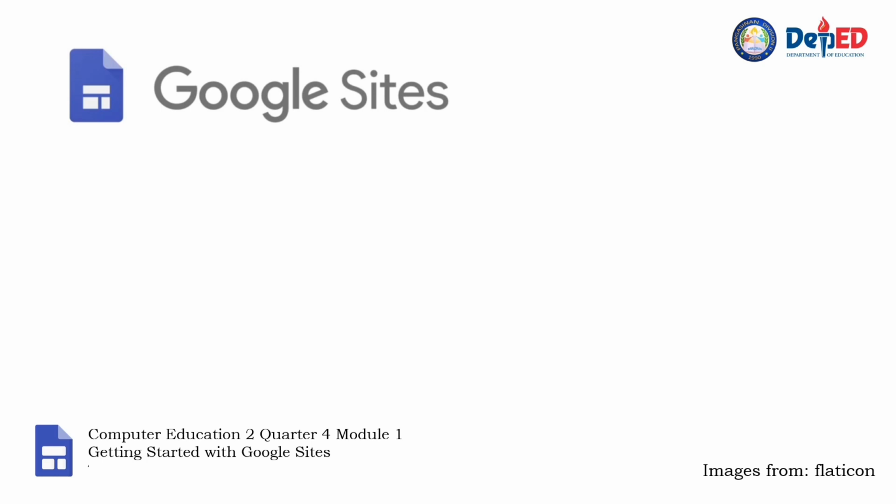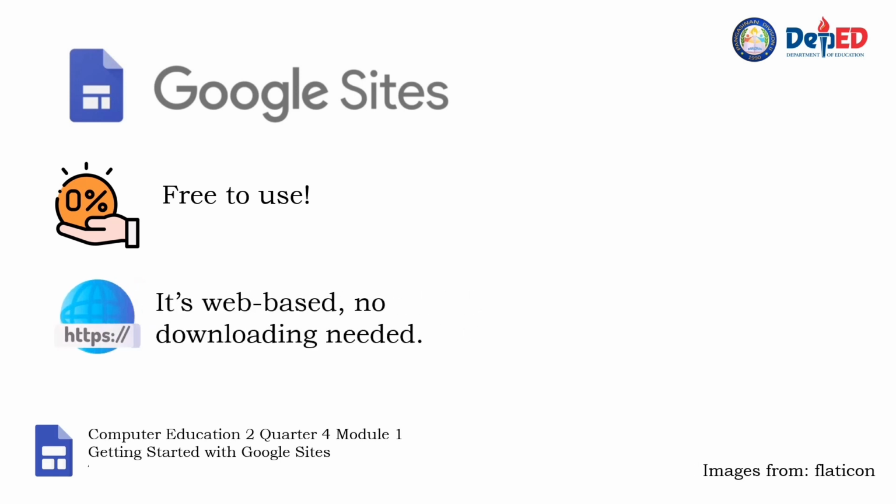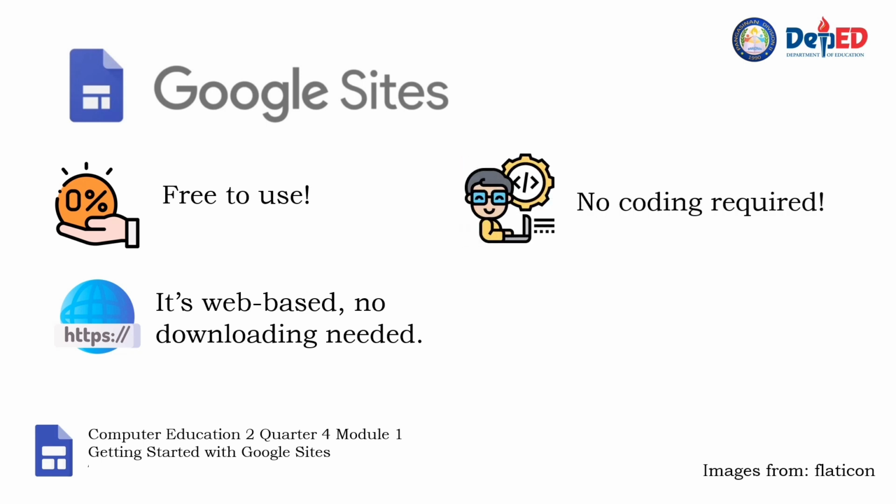Google Sites is a platform that can be used to build a website for free. All you need is a Google or Gmail account and a vision of what site you want to build. Because it's web-based, it can only be accessed through an internet browser. Aside from being free, building a website on Google Sites is easy. This is because you wouldn't need to learn coding to start building.